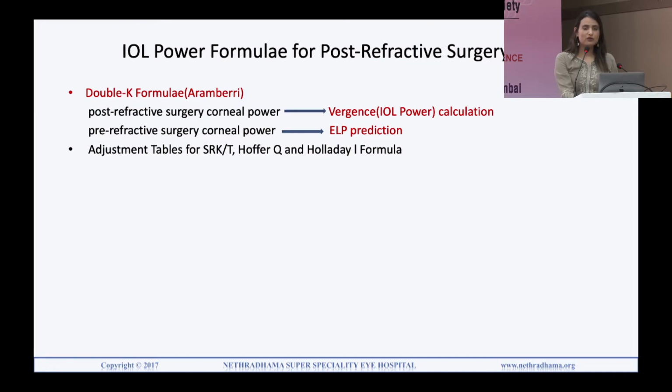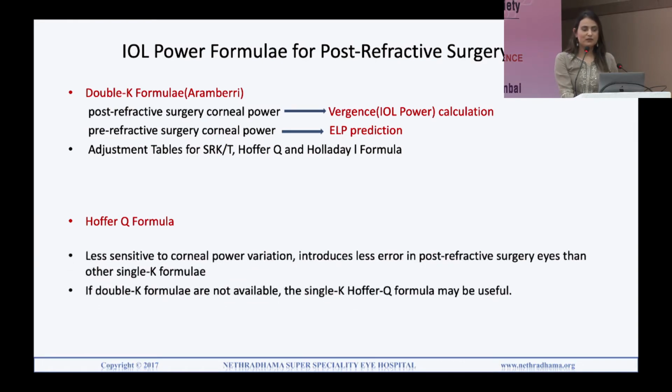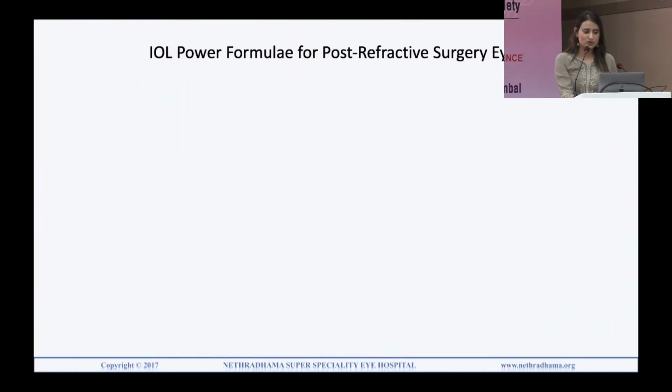So a very popular formula is the double K Aramberry formula, wherein the post-refractive surgery corneal power is used to calculate the vergence or the IOL power calculation, and the pre-refractive surgery corneal power is used for the ELP prediction. And using this you can use the adjustment tables for the different 3-generation formulae and get better results. Then we have the Hofer formula, which is less sensitive to power variation, introduces less error in the post-refractive surgery eyes, and if the double K formula is not available, single K Hofer Q formula may also be used.